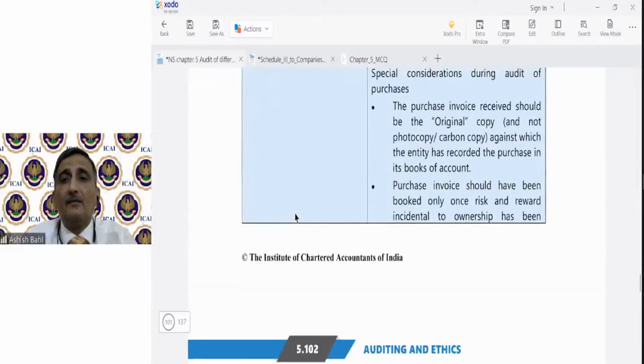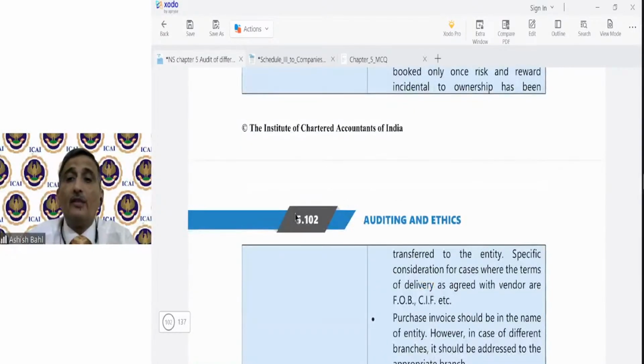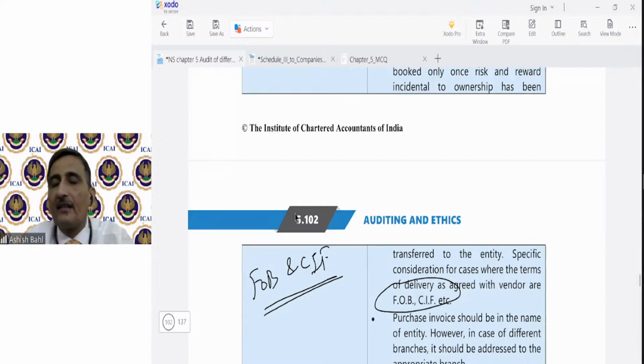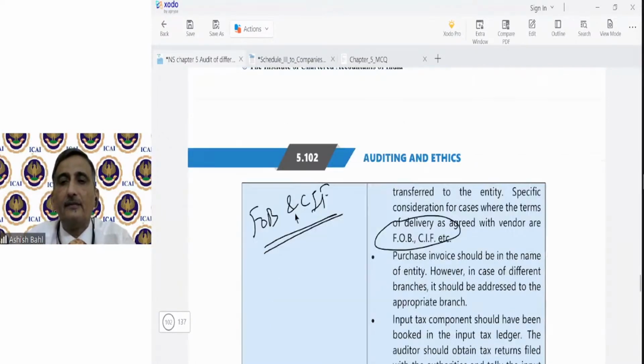And he would also see whether the purchases have been made on FOB price or CIF. FOB and CIF. So you know the meaning of these terms? Yes, FOB and CIF.